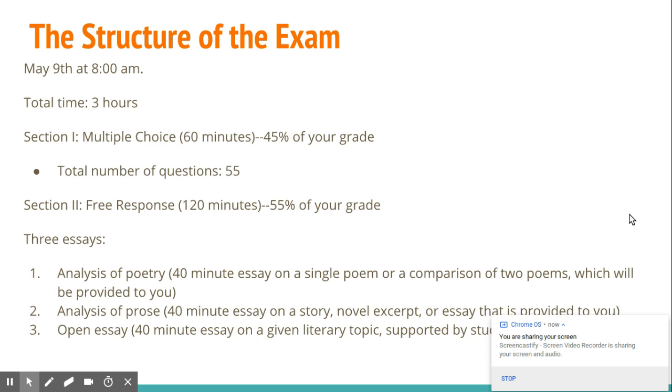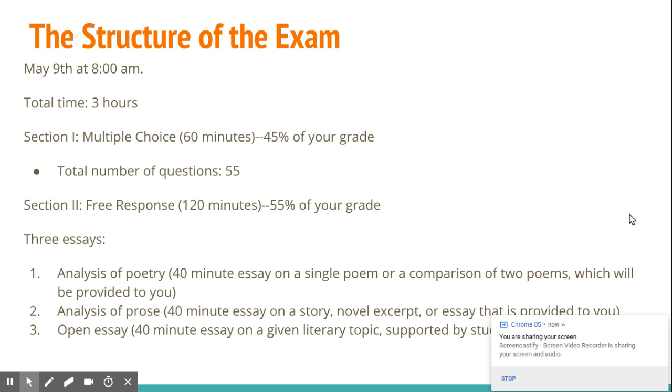Section 2 is going to be your essay section. There are 3 essays, and it'll take you about 120 minutes to get that one done. This one's worth 55% of your grade. So the 3 essays consist of your poetry free response, your prose free response, and your open response.